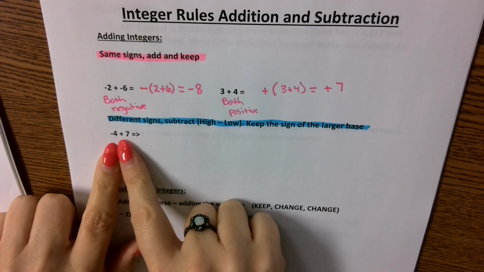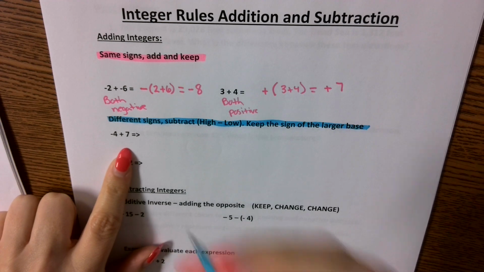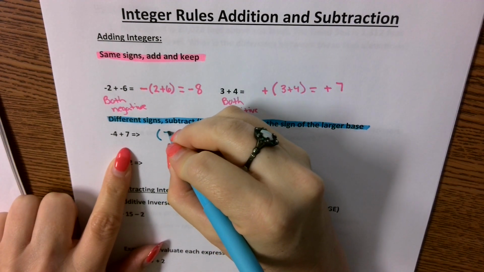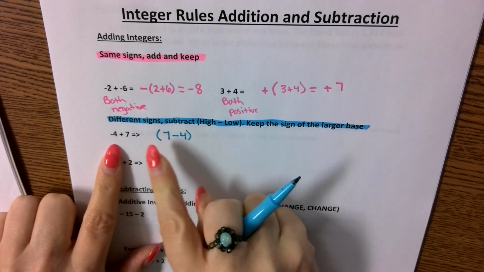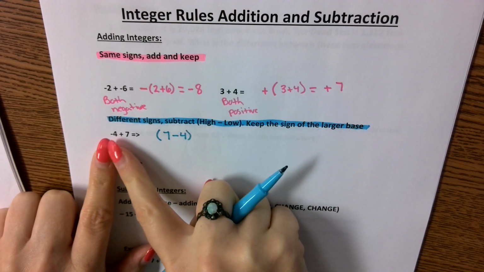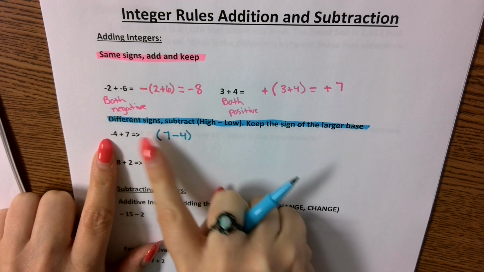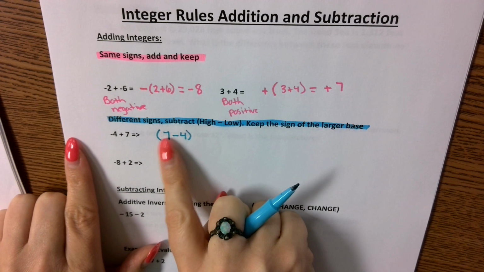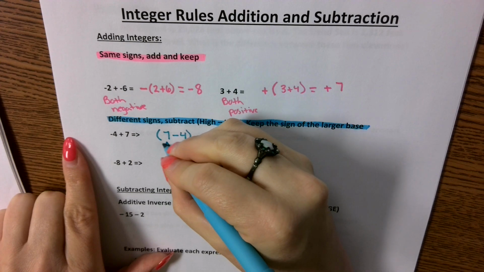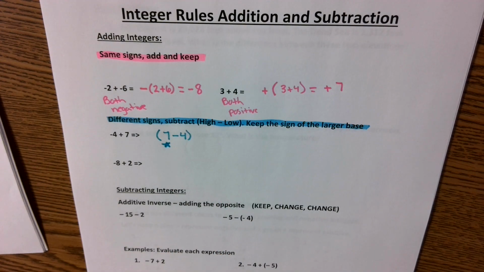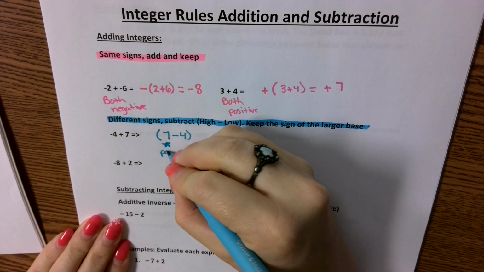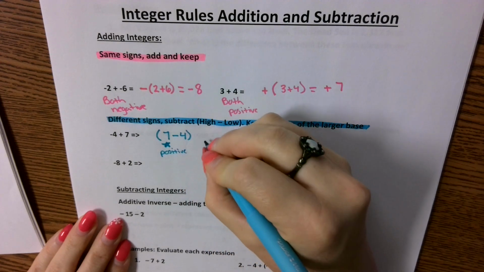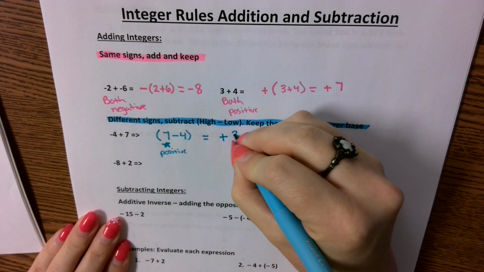So in this case, we have negative 4 plus 7. So what we're going to be doing is we're going to take 7 and subtract 4 because the bases are what we're focusing on. I'm ignoring the sign for the moment, and I'm just focusing on the base. So highest minus lowest. Now I know 7 is my highest value, so I'm going to focus on what sign it is. Was 7 originally a positive or a negative? It was originally a positive. So that means that our answer is going to be a positive answer. So it is a positive 3.